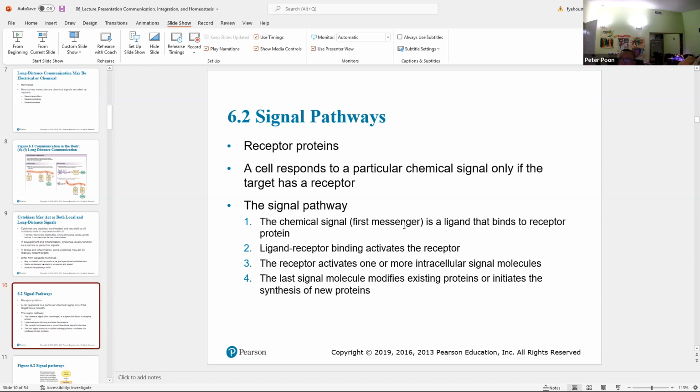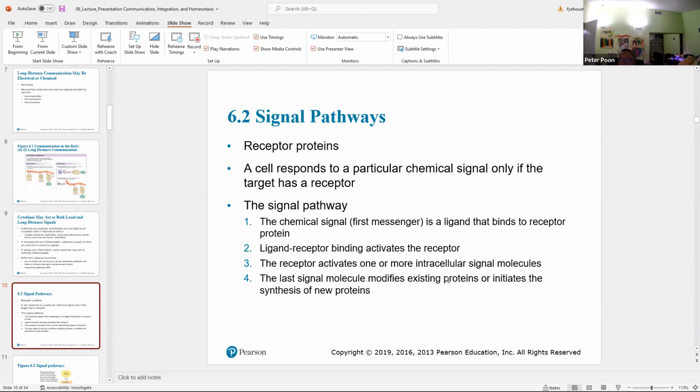All right. So, signaling pathway. The chemical signal, the first messenger, is the ligand that binds to the receptor. The ligand binding to the receptor will activate the receptor, right? And then the receptor will activate downstream pathways, okay?